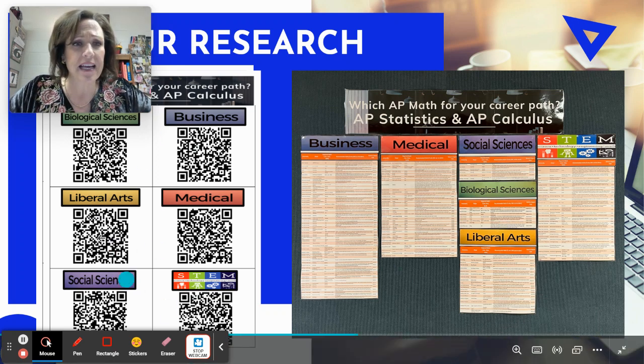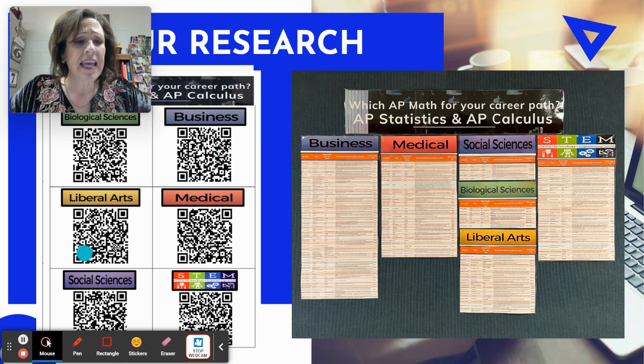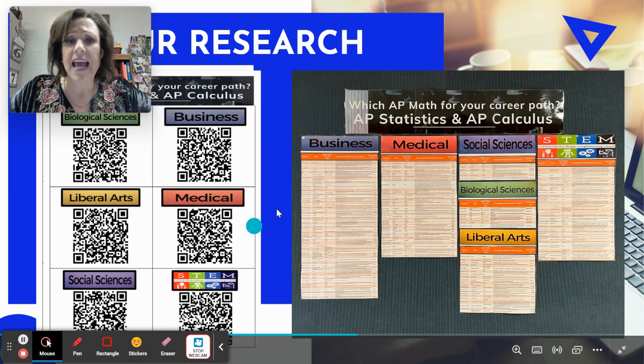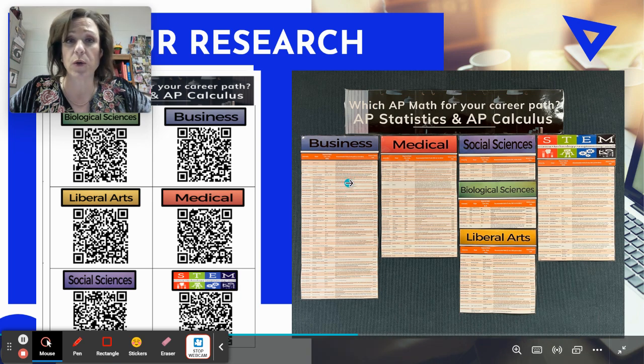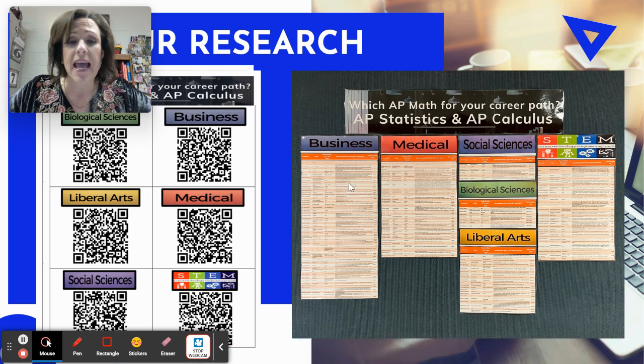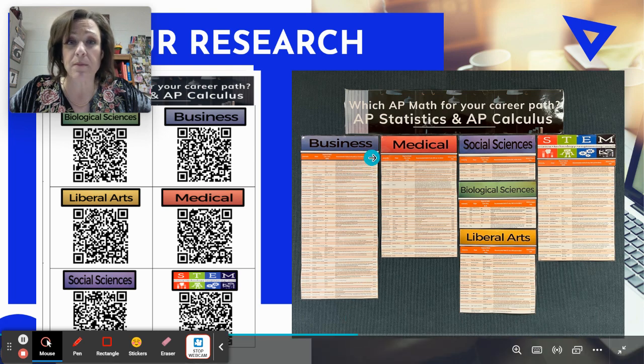So you have this handout here, and this would allow you to scan each one of those fields of study and take a look at where students went to school, and if their degree required statistics or calculus or both, and then what the students said about it and recommended.